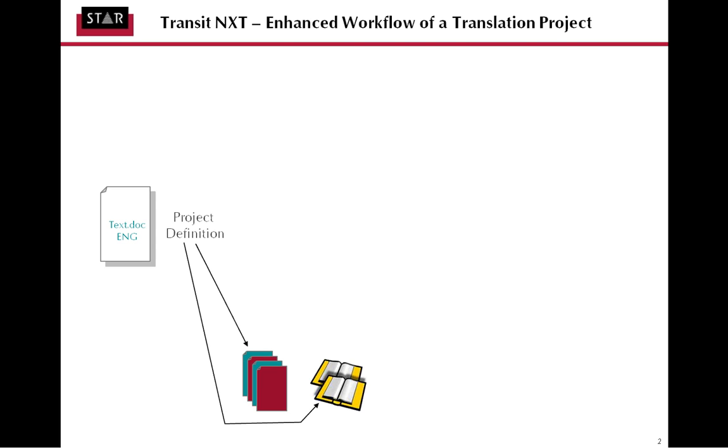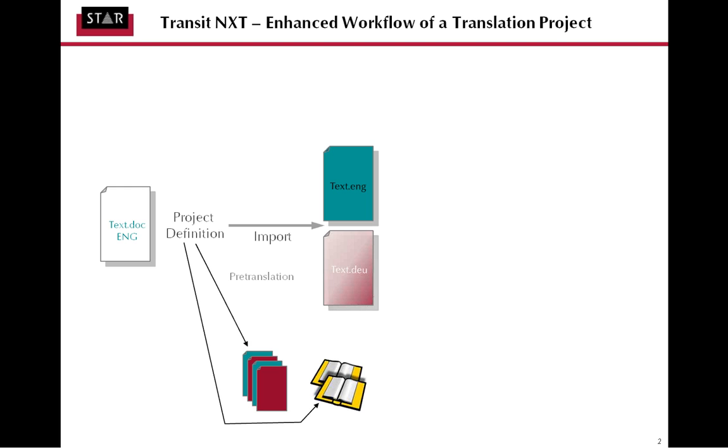Again, we have the original file or files which are to be processed with Transit. Now we have a dictionary and reference material. And the first step is always the project definition, where we indicate, for example, the source and target language. Since we have reference material and a dictionary, we can already indicate them in the project definition right from the start. The next step is the import, where the language pair is created. Since we have indicated reference material, the so-called pre-translation can take place.